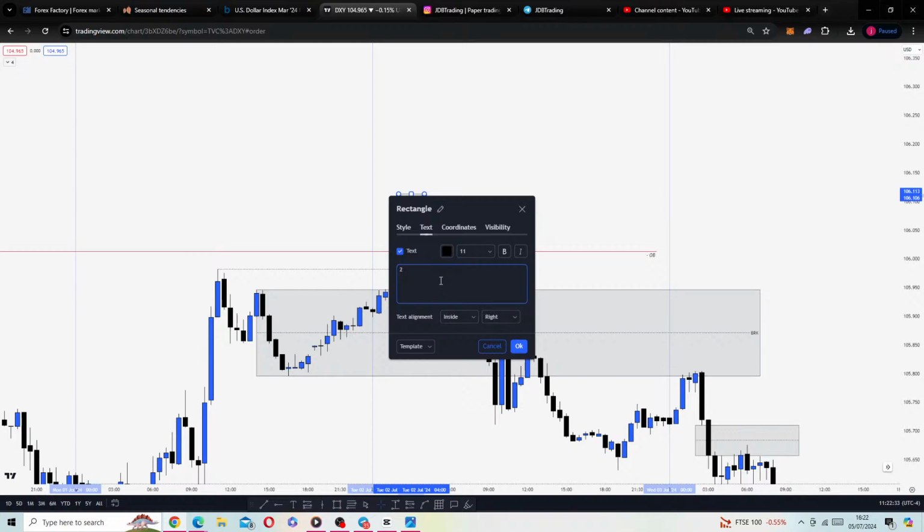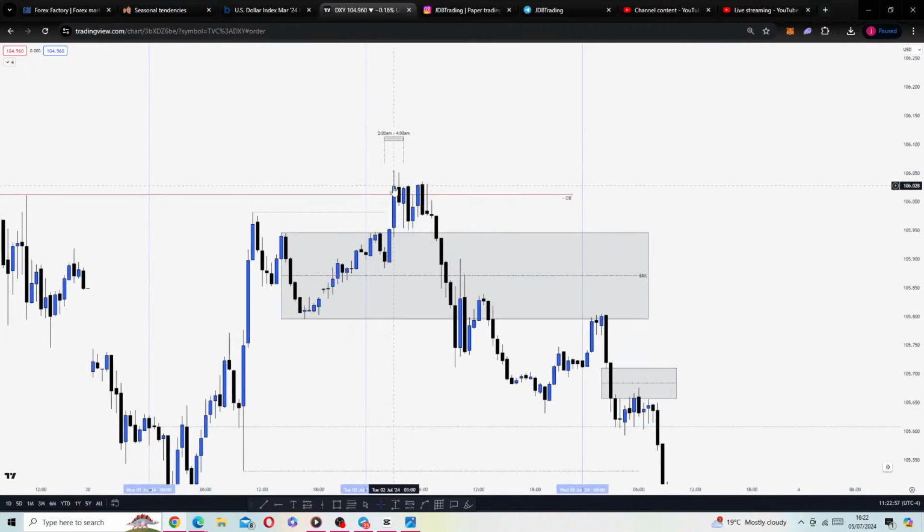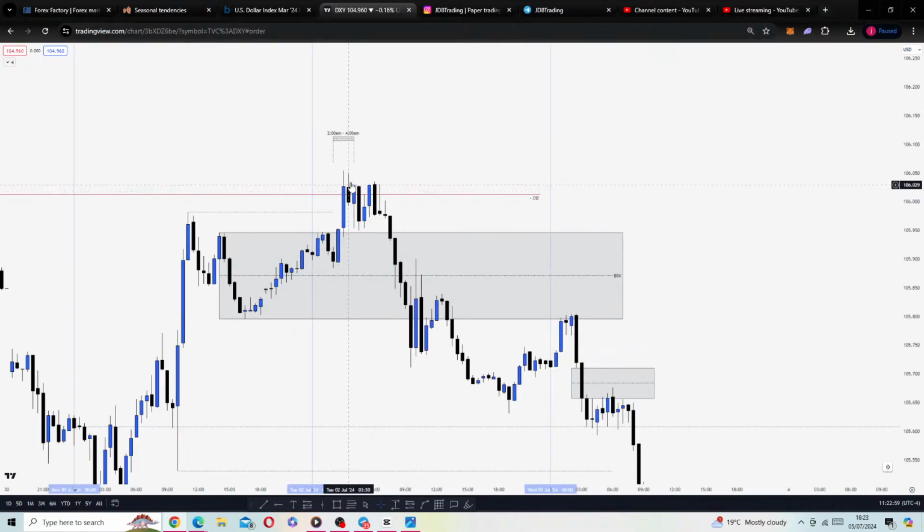2 a.m. to 4 a.m. I'm going to put center, I'm going to put top. Alright, 2 to 4 a.m. As you can see there, the high is created in the London session. We consolidate through the London session.